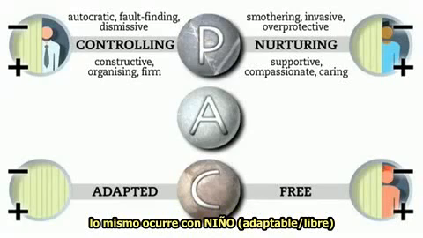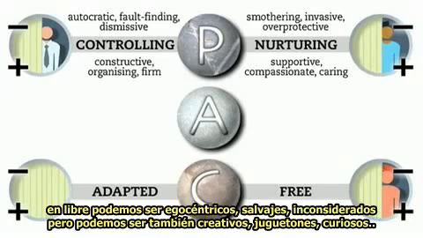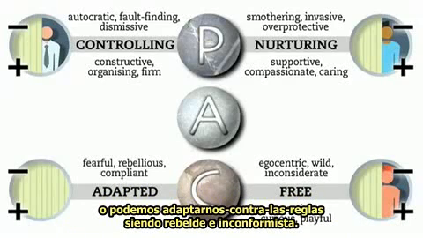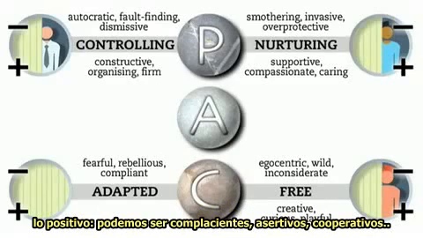The same with the adapted and free child styles. In free mode, we can be egocentric and selfish, wild and inconsiderate, but we could be creative, playful, curious. Adapted mode refers to how we've changed ourselves in response to rules laid down by authority. On the negative side, we might have learned to be compliant, fearful, anxious or helpless, or we might have adapted other behaviours, going against the rules, becoming rebellious and anti-conformist. On the positive side, adaptation can help us get along with other humans by observing reasonable conventions.